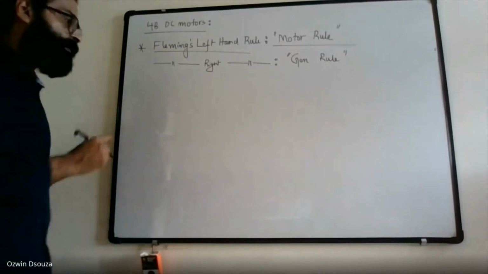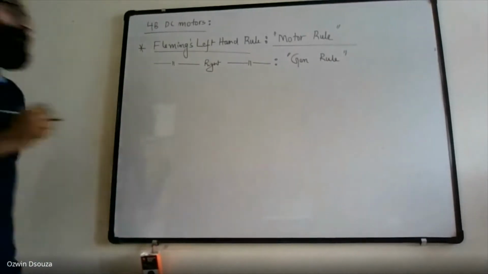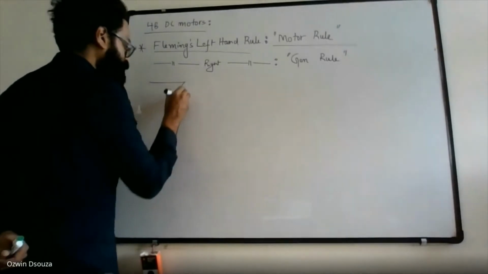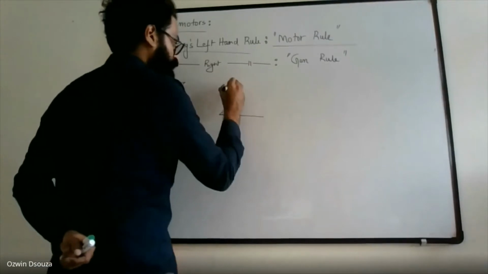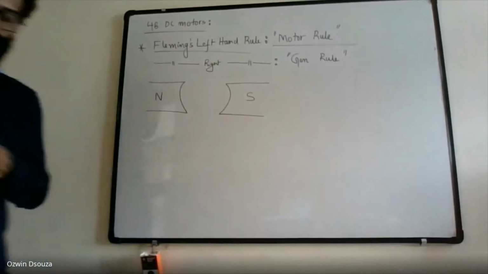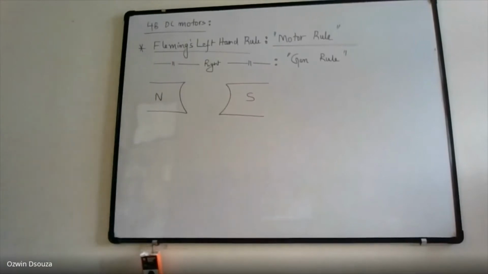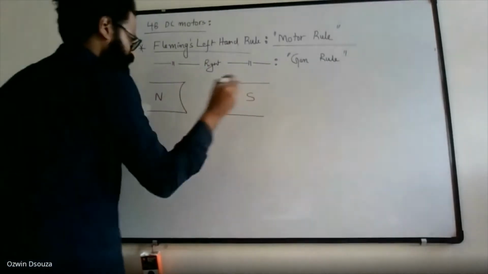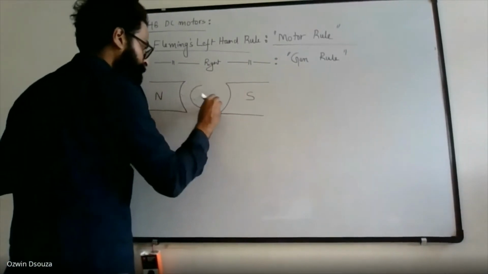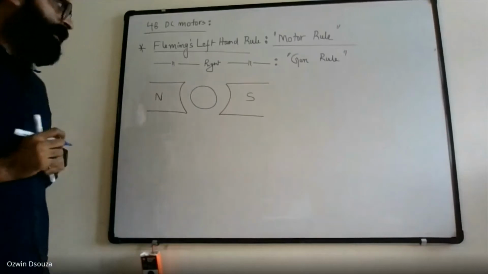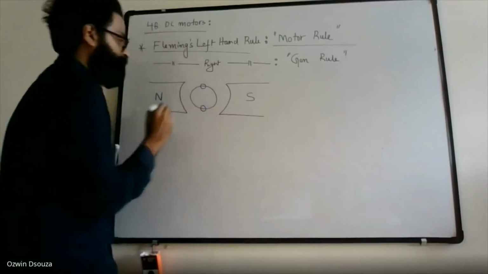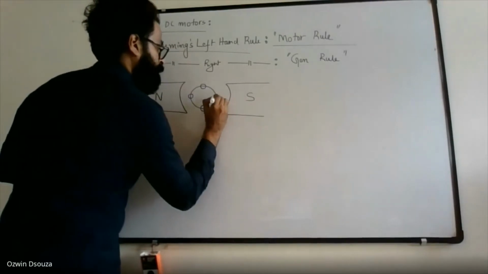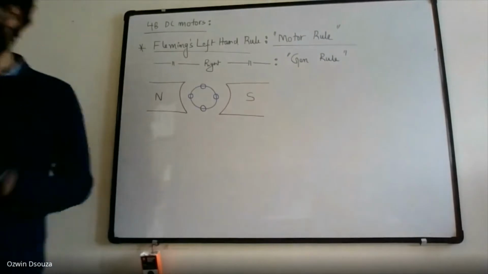For that sake, let us consider a two-pole motor. Let's say this is the North Pole, and this is your South Pole. Let us consider a circular rotor, in which let us consider two pairs of conductors. One pair and the second pair.